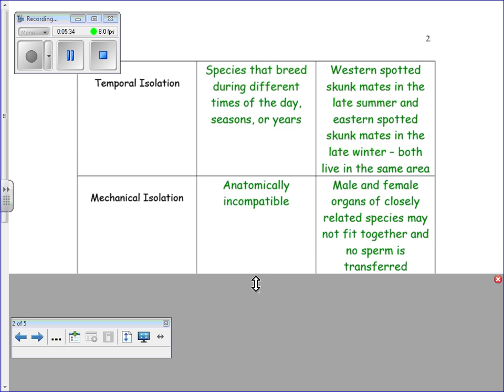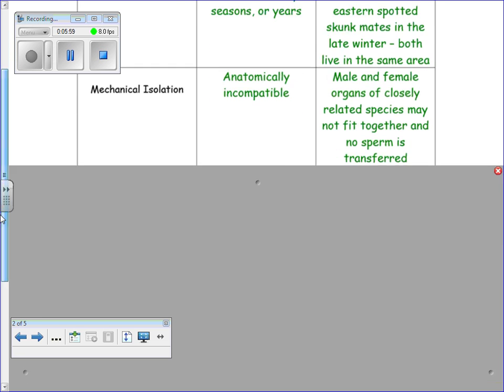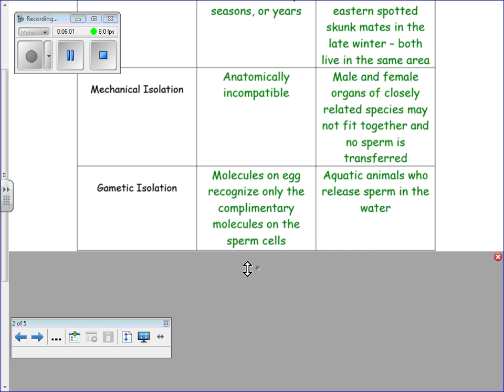Mechanical isolation is very simple. They are anatomically incompatible. Male and female organs of very closely related species physically don't go together. And if they don't go together, then sperm cannot be transferred to the proper place. It's never going to meet the egg, and hence another barrier for preventing fertilization and the creation of a new species. And the last prezygotic barrier is gametic isolation.